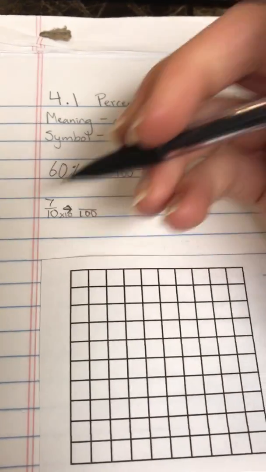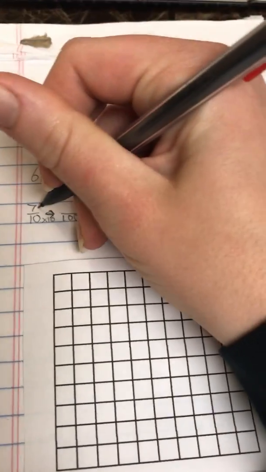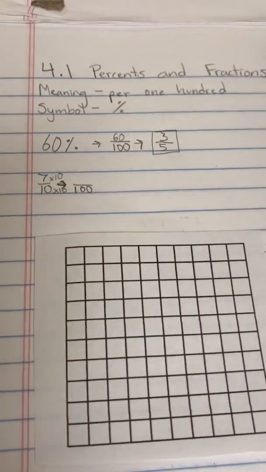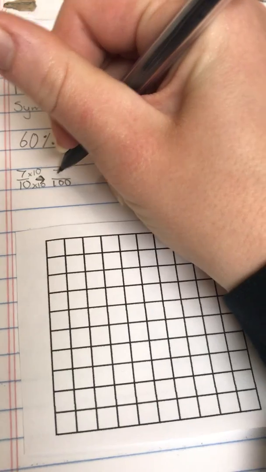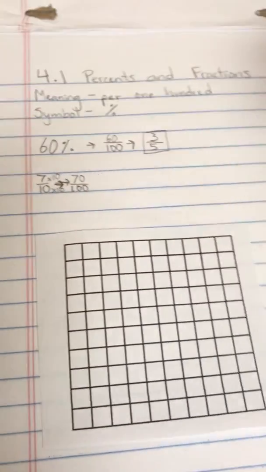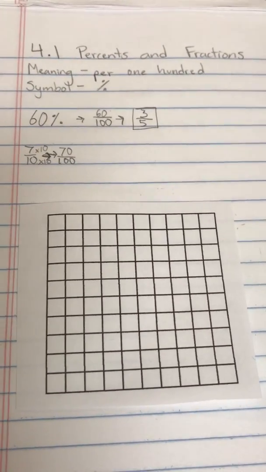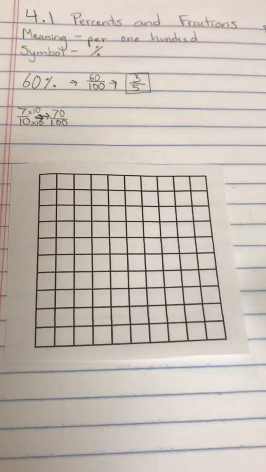So what we do to the bottom, you always have to do the top, don't forget. So we have to do 7 times 10. So 7 times 10 is 70. So look at that. Now I think that you would know how to color this in. So now we got 70 hundredths. So that means we're going to color 7 rows, all right?